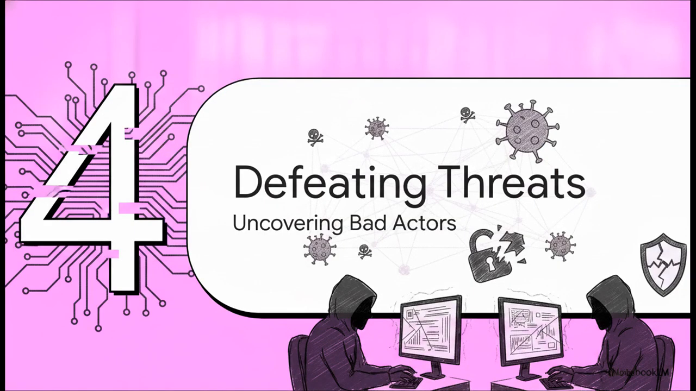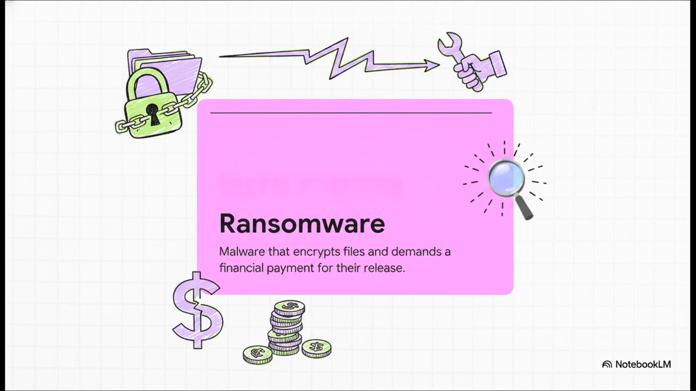All right, Section 4, Defeating Security Threats, Uncovering Malicious Actors. We have to talk about the darker side of troubleshooting. Ransomware is a massive threat today. It's a severe type of malware that encrypts the user's files and literally extorts them for a financial payment. The core concept to remember here is file alteration and extortion. If a user suddenly can't open any of their documents and gets a nasty pop-up demanding cryptocurrency, you are absolutely dealing with a ransomware incident.